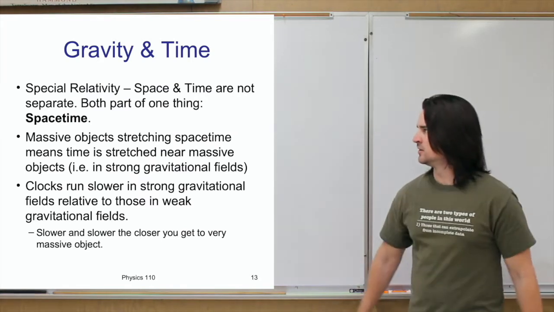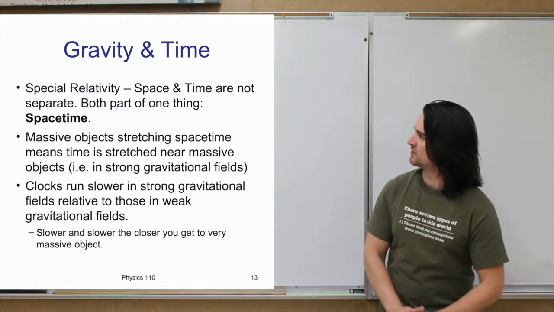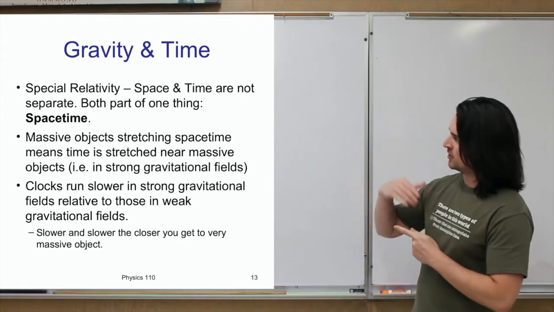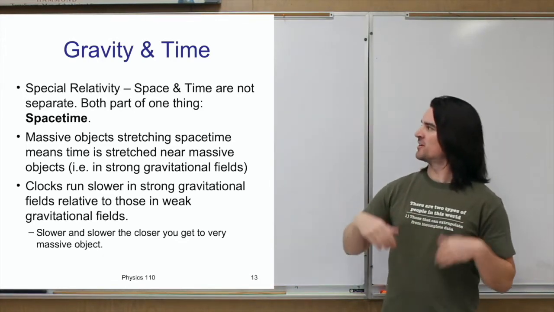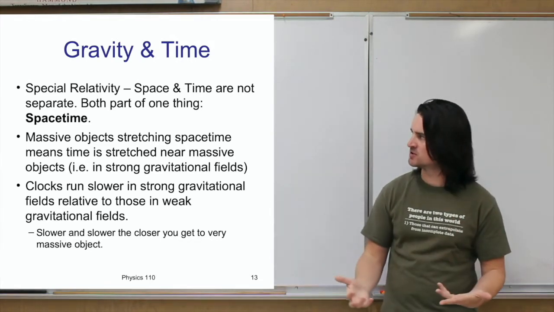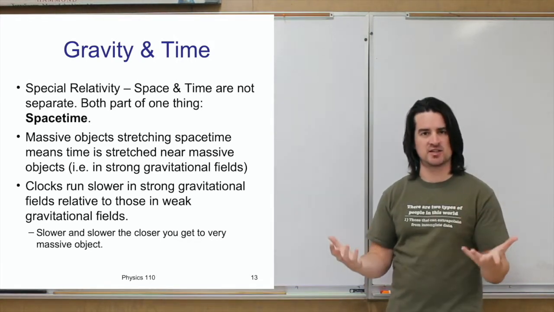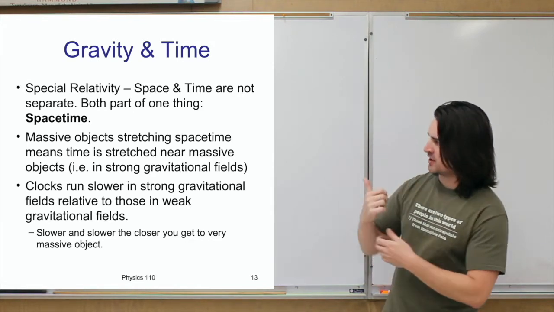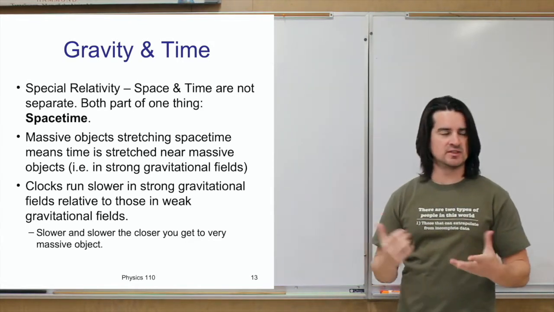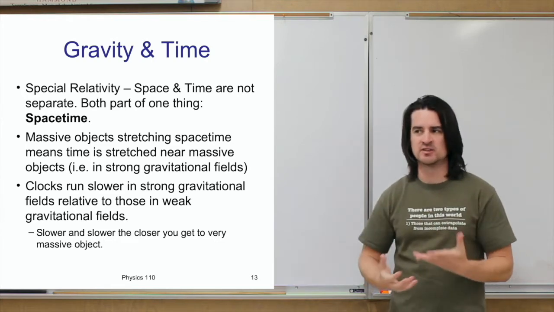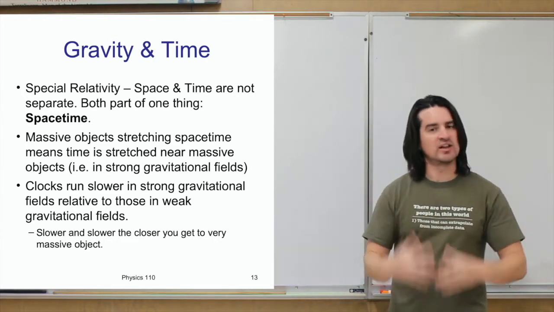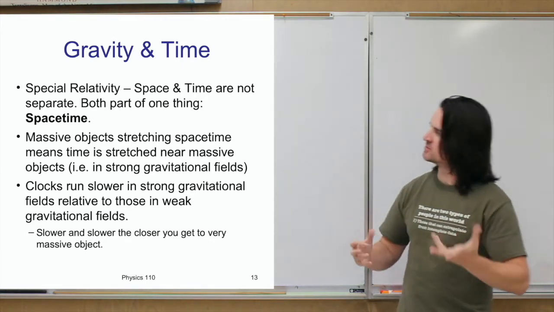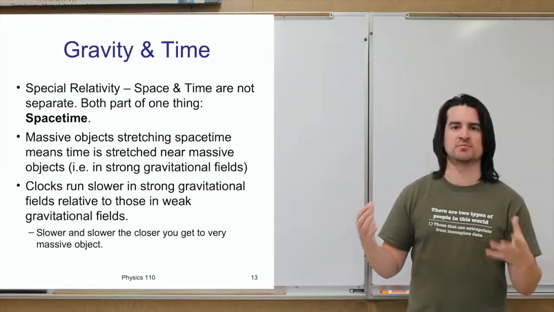Okay. So a little bit more about what gravity will do. Remember from special relativity, we found out that space and time are not separate things. They're part of one and the same thing, space-time. And as I've been telling you, massive objects, meaning any object with mass, and again, technically it takes a lot of mass to have much of an effect, but any mass actually does this, massive objects stretch space-time.